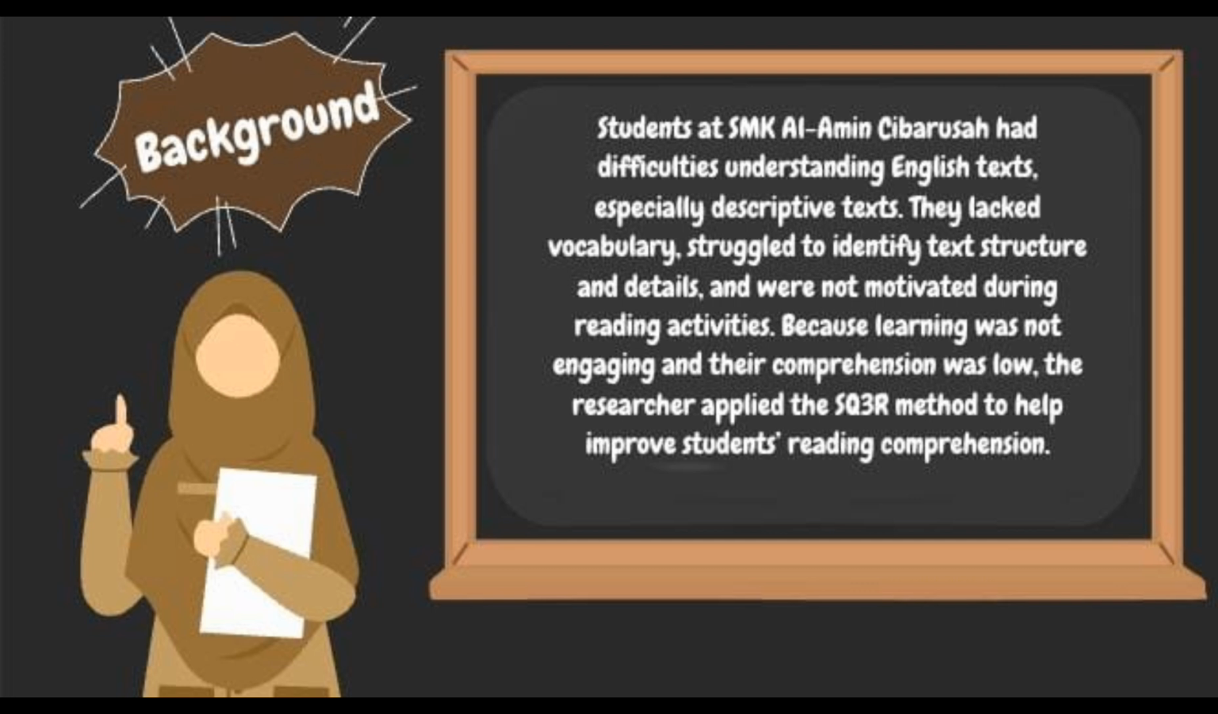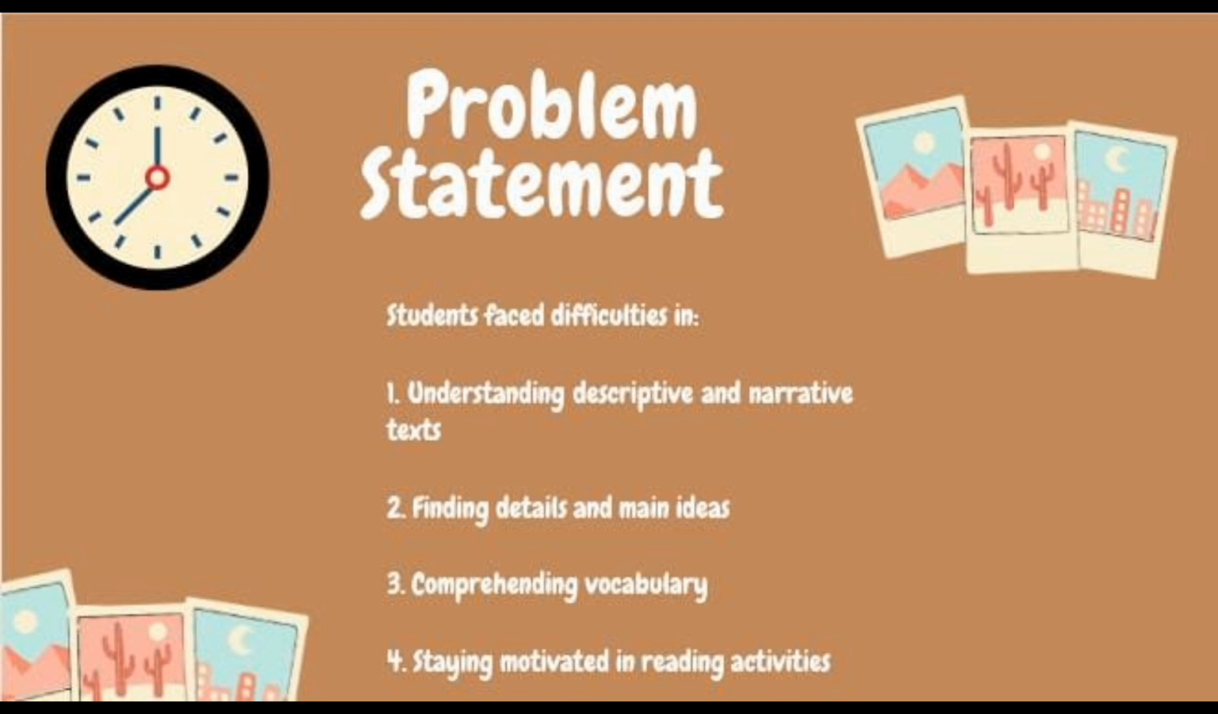Students at SMK Al-Amin Cibarus had difficulties understanding English text, especially descriptive text. They lacked vocabulary, struggled to identify text structure and details, and weren't motivated during reading activities. Because learning wasn't engaging and their comprehension was low, the researchers applied the SQ3R method to help improve student reading comprehension.